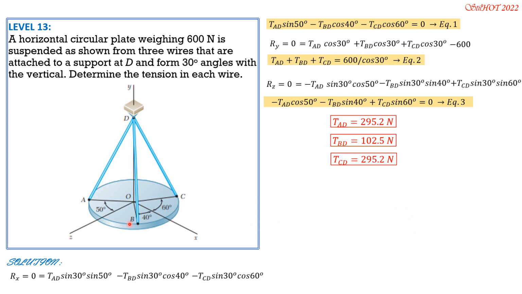So they are equal, AD and CD, because this is 50 degrees, so they are symmetrically arranged on one side on this Z axis. That's why the tensions for AD and CD are equal.